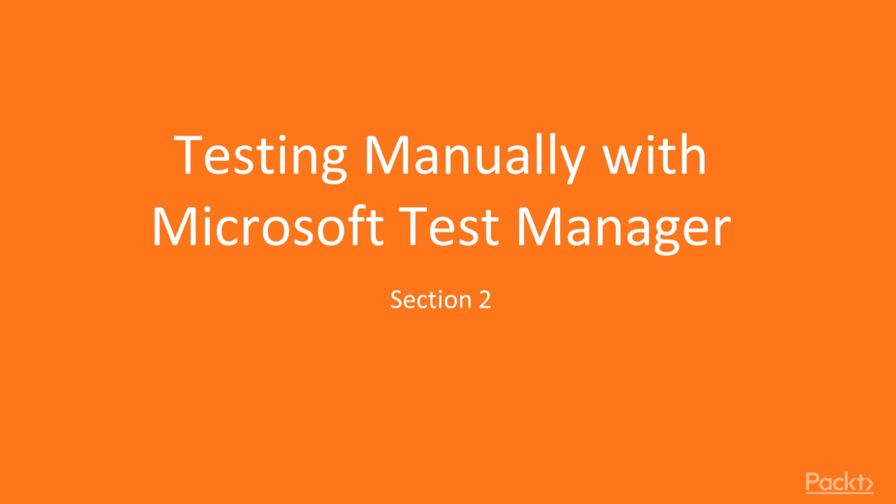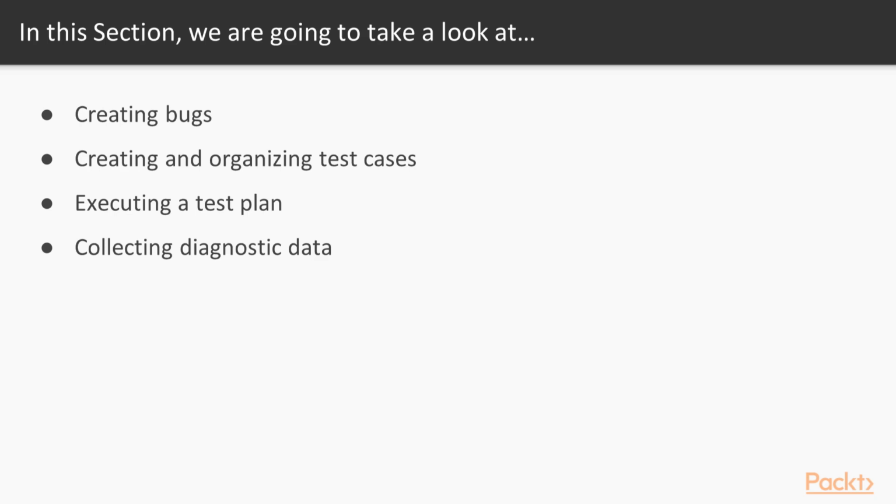Section 2. Testing manually with Microsoft Test Manager. In this section, we will learn how to use Microsoft Test Manager. We will start with exploratory testing and continue by organizing recorded test cases into test suites and plans. We will replay the created test plan to find new bugs.